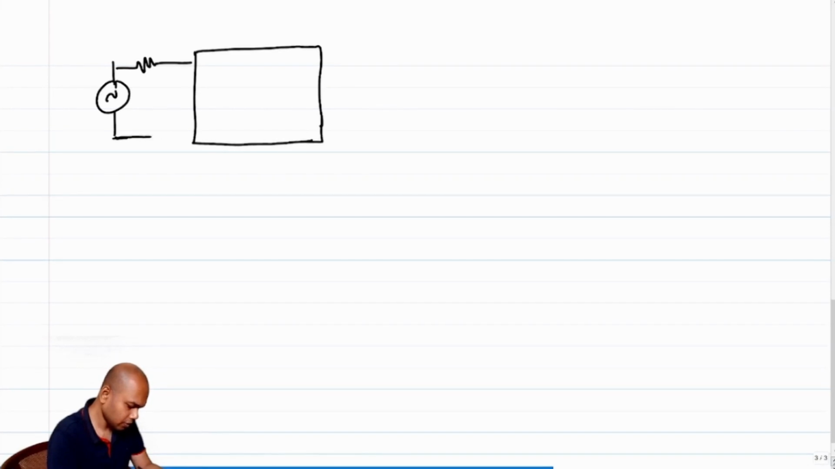Okay, so let's do it. So what should we do? We replace this nonlinear two-port with their incremental equivalent.